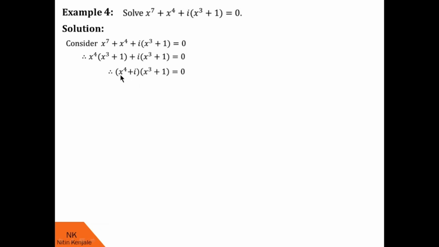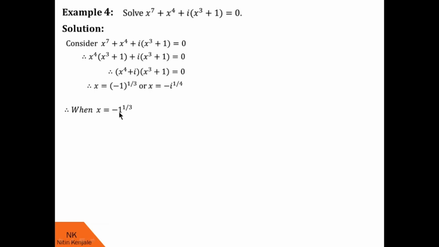Now we have factors x raised to 4 plus i and x cube plus 1 of this expression. So either this x raised to 4 plus i is equal to 0 or x cube plus 1 is equal to 0. When we take x cube plus 1 is equal to 0, we get x is equal to (minus 1) raised to 1 by 3. And when we take x raised to 4 plus i is equal to 0, we get x is equal to (minus i) raised to 1 by 4. Now let us tackle these equations one by one.